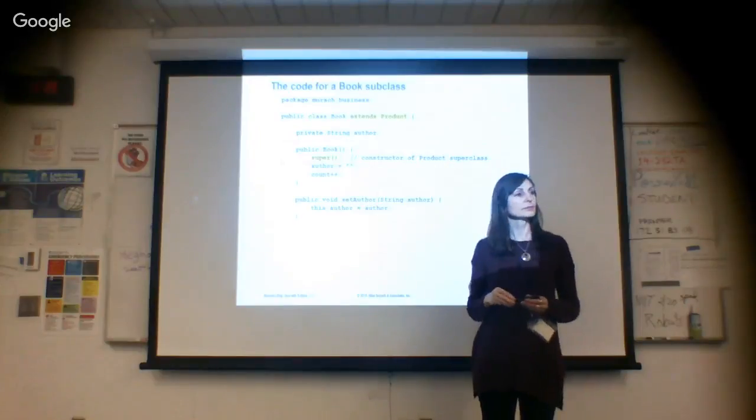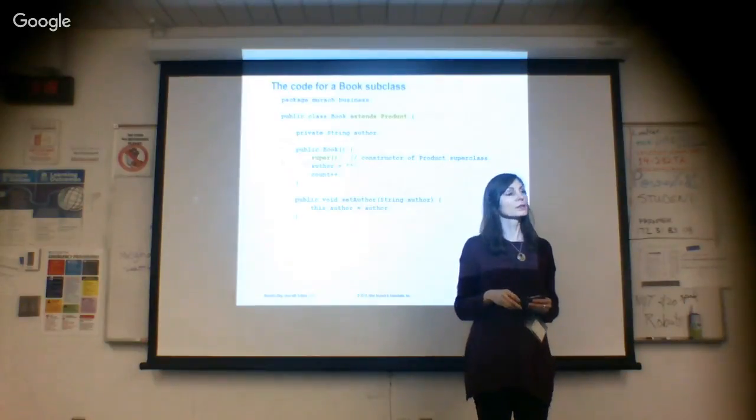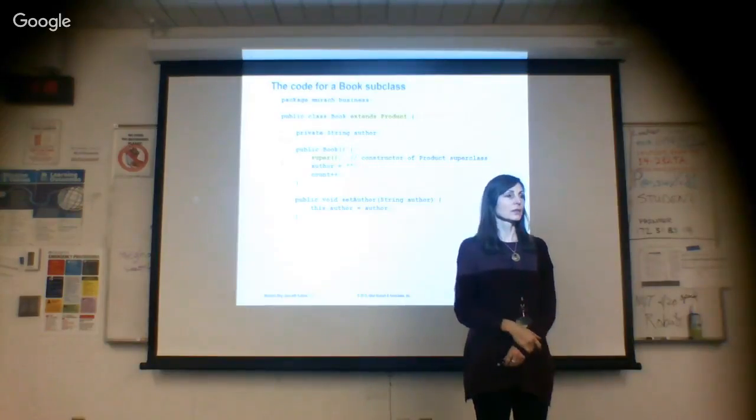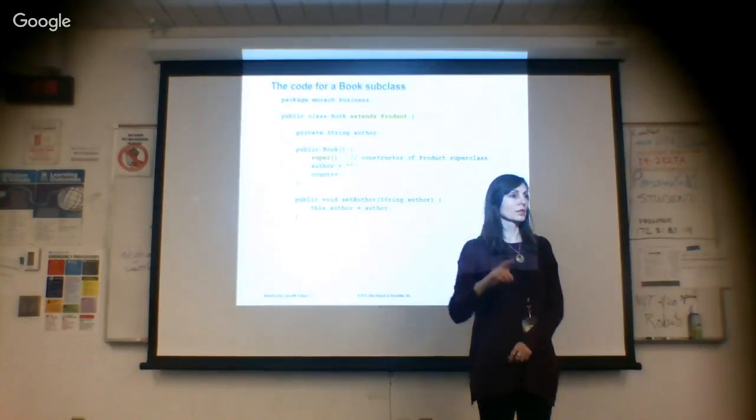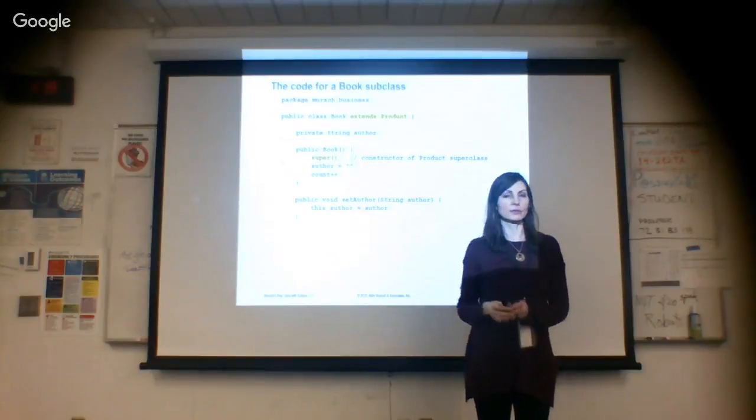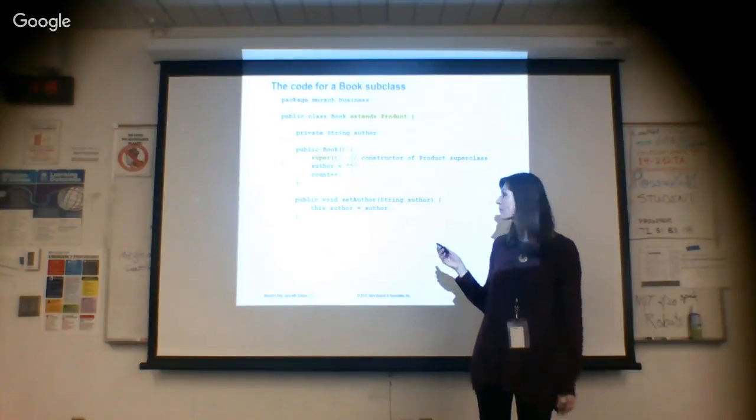When you use that constructor super inside the book, it doesn't bring in the methods, but it's going to essentially instantiate the product so that you can use all those. And then you can call super dot the name of the method. So it has two different uses.